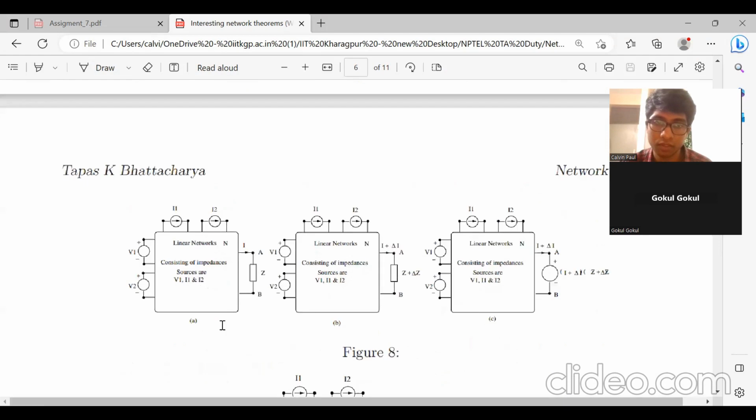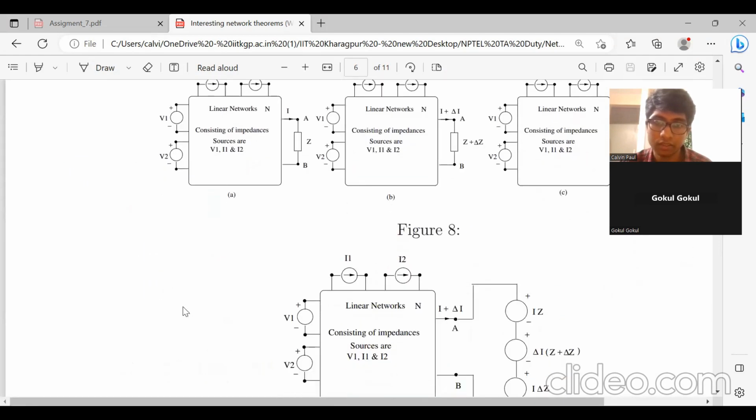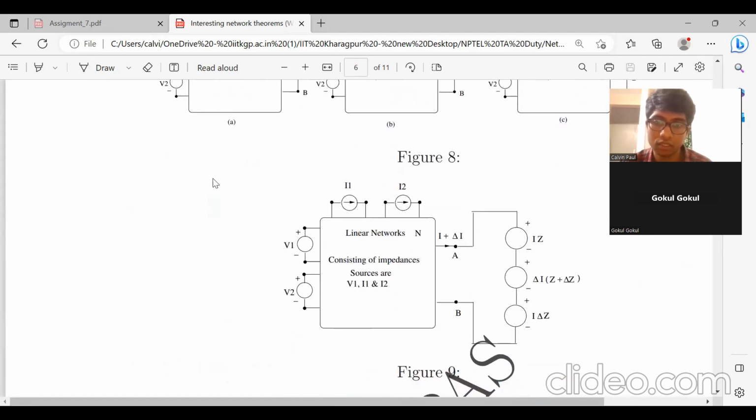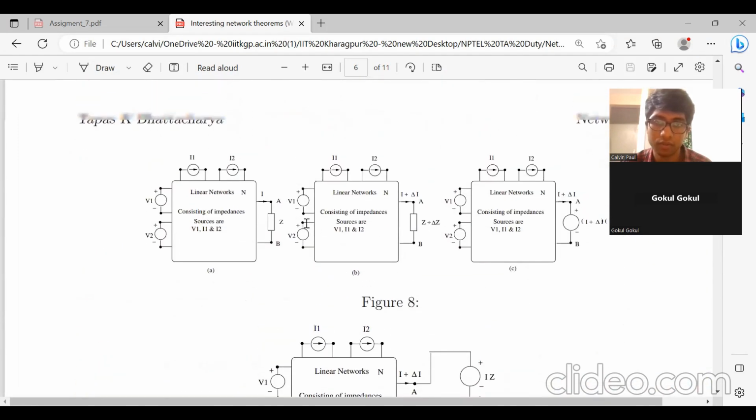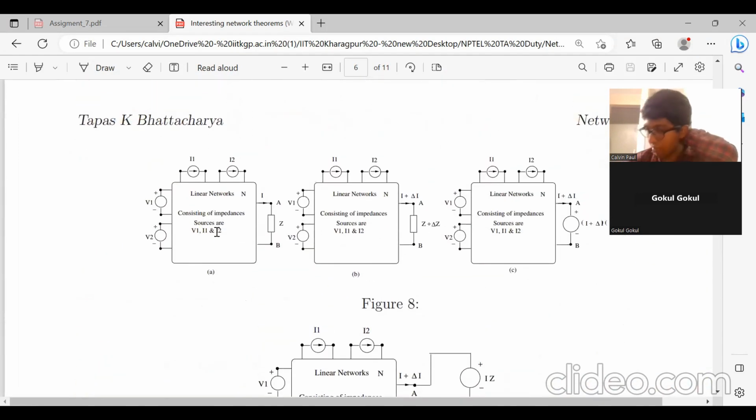So let us consider this voltage source. There's this network, the same network which we are always considering: voltage sources, current sources, and impedance Z. This is a generalized network. There's this element Z and there is some current I flowing through it.